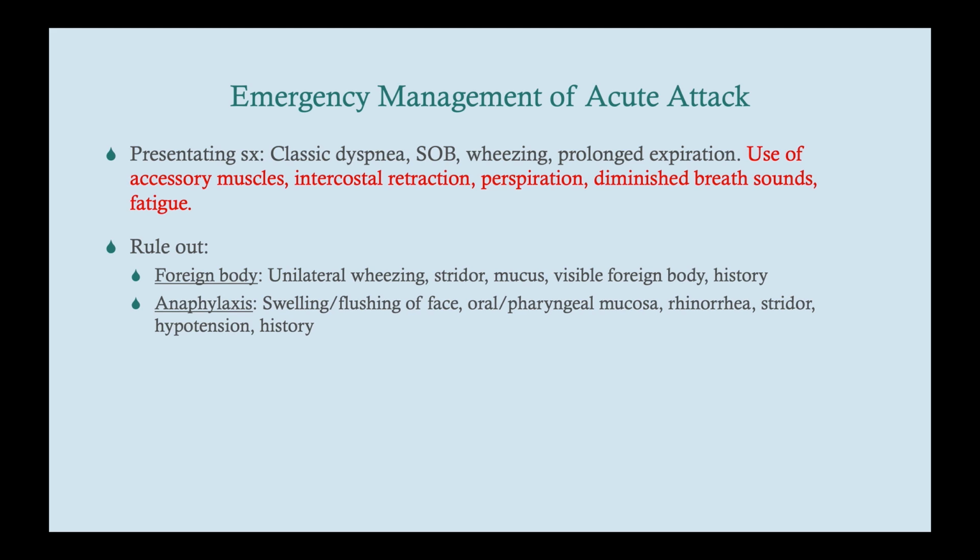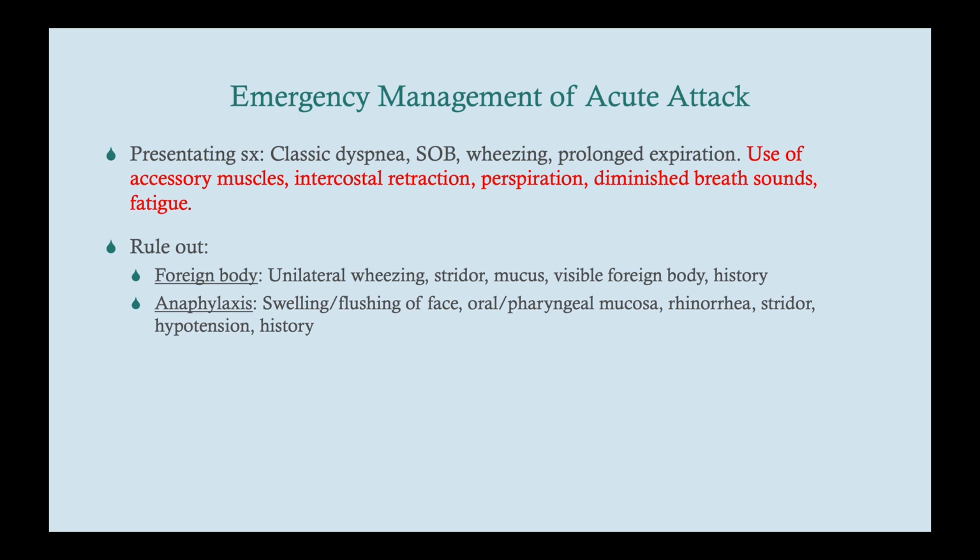What you want to do first is rule out a couple things. Rule out a foreign body. That will typically be done by EMS before the patient gets to you. You can do that with your stethoscope. If you hear wheezing on one side but not on the other, that typically points to a foreign body. Stridor, mucus, a visible foreign body, obviously, or anything in the history, like a 3-year-old who's got little toys or something like that, no history of asthma.